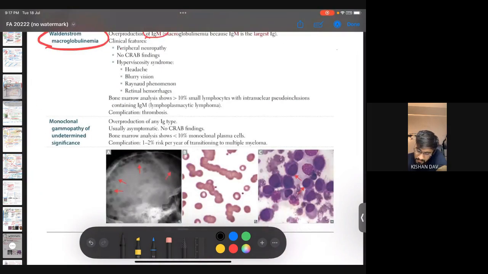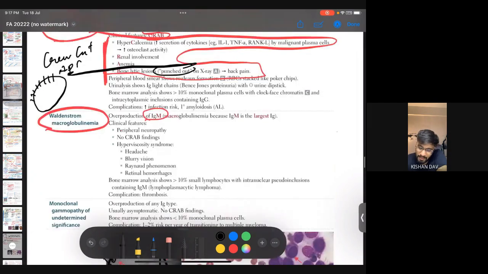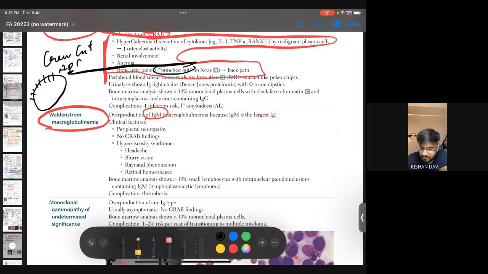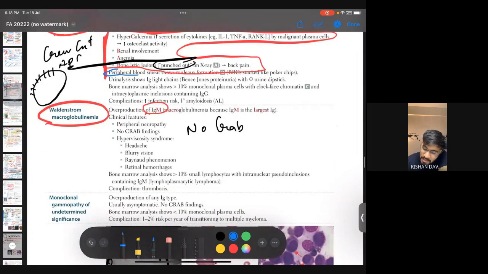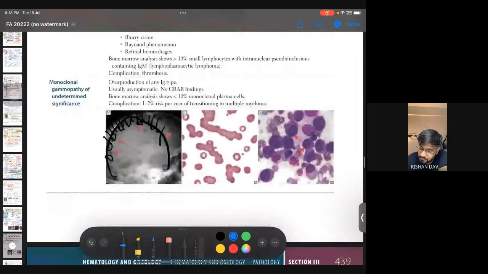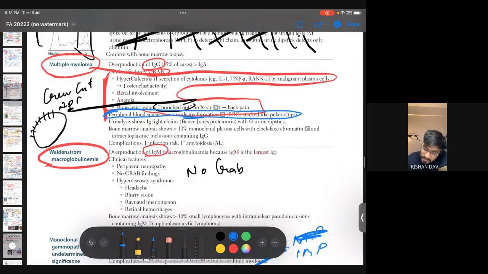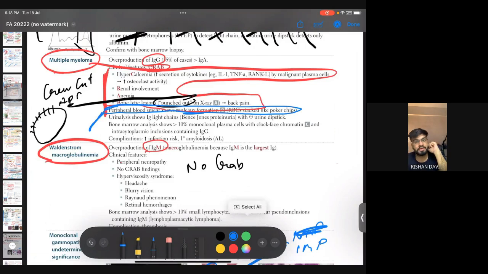See, this is one of the regions and there is a hair also. Small hair growth, punched out region. So don't get confused. CRAB in multiple myeloma and in Waldenstrom there won't be CRAB. No CRAB. CRAB present, CRAB not present. Apart from this, another important point in multiple myeloma, peripheral blood smear shows rouleaux formation. RBCs stacked like poker chips. Very important. You need to remember rouleaux formation or poker chip formation on this peripheral smear.